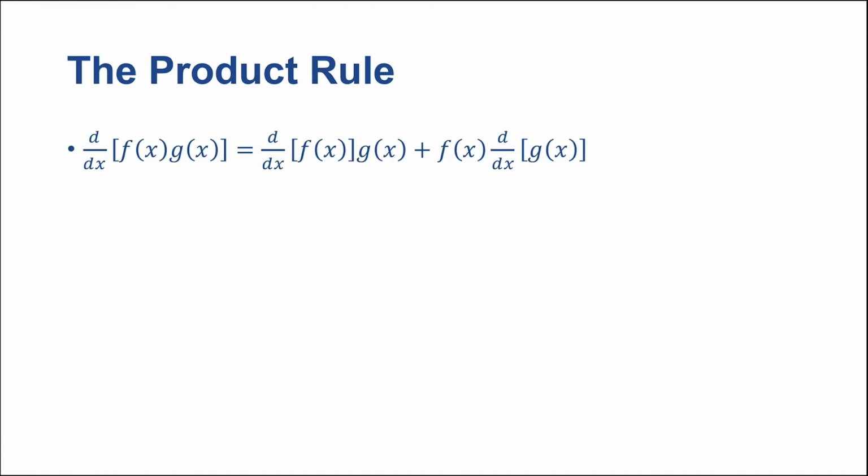The product rule says that if I want to differentiate the product f of x times g of x, that's going to be equal to the derivative of f of x times g of x plus f of x times the derivative of g of x. What I would like to do now is simply integrate. So we are going to put integral signs over all of these, and we'll put one there too, and one there as well.